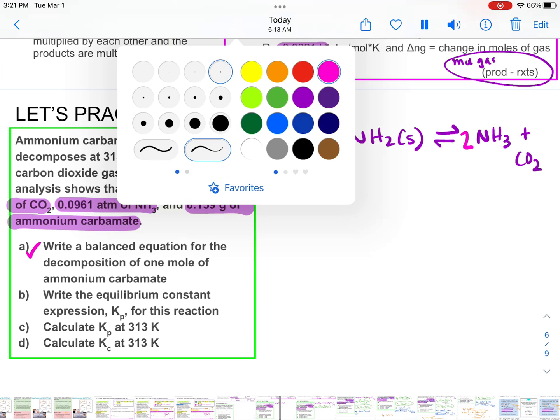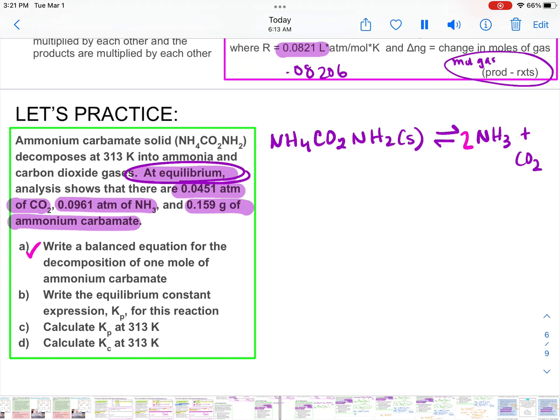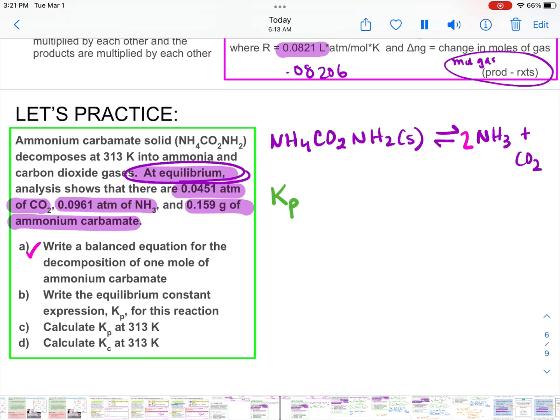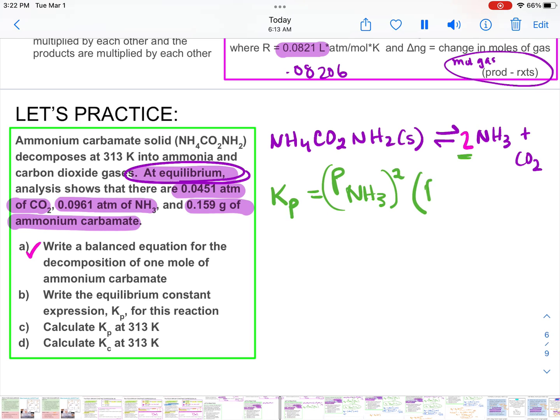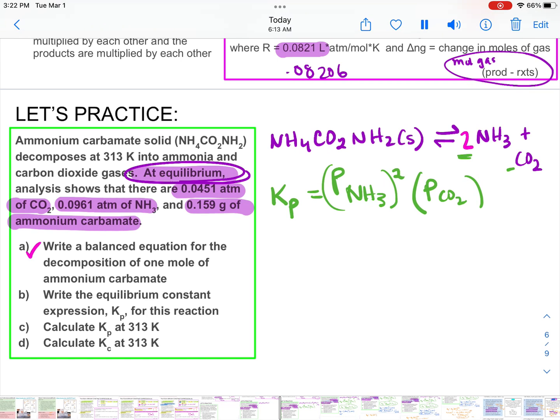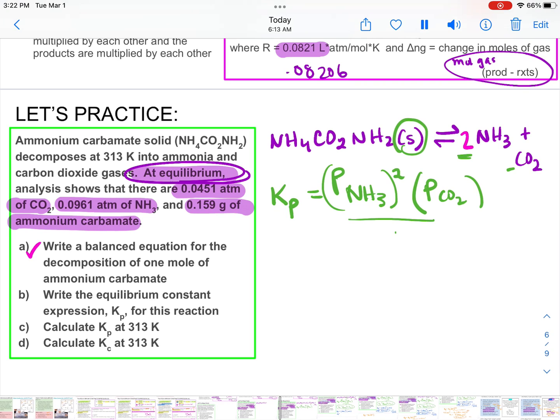We want to write the equilibrium constant expression for this. So this would be K, and since they gave me pressures in atmospheres, this is going to be a Kp. So again, products: that's the pressure of the NH3, and the coefficient becomes the exponent, and the partial pressure of the CO2, and the coefficient of 1 becomes the exponent, so I can leave it off. And the reactant would go in the bottom, but it's a solid.